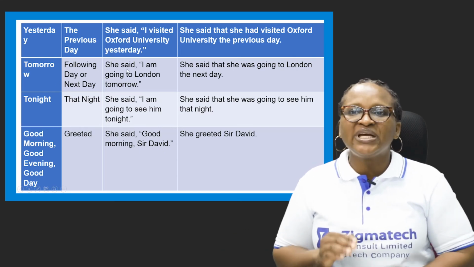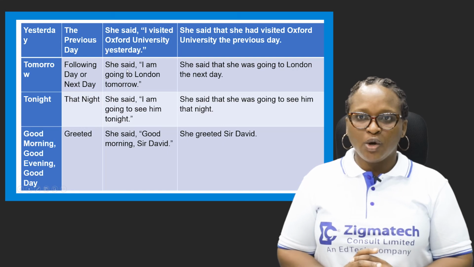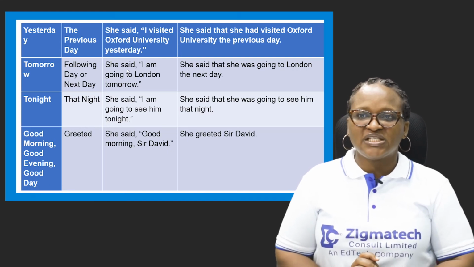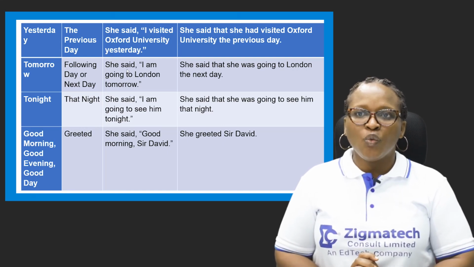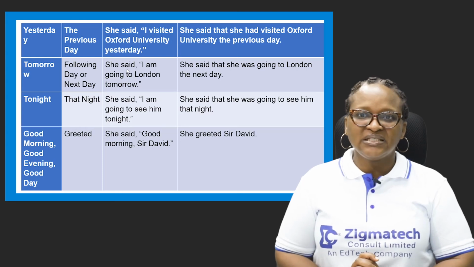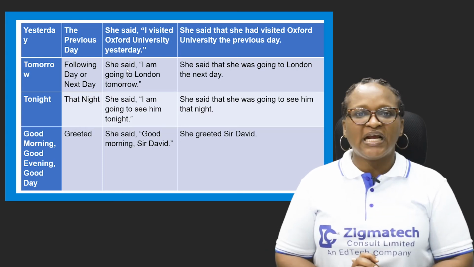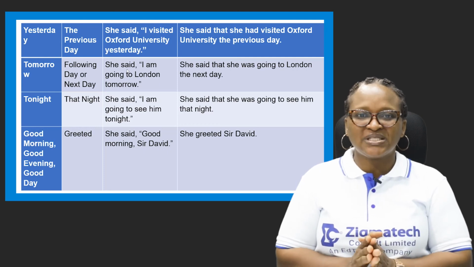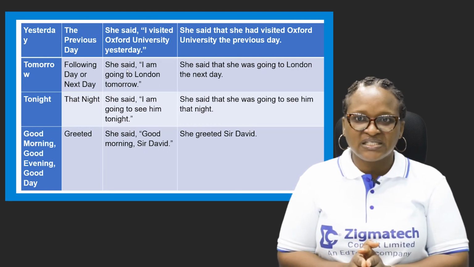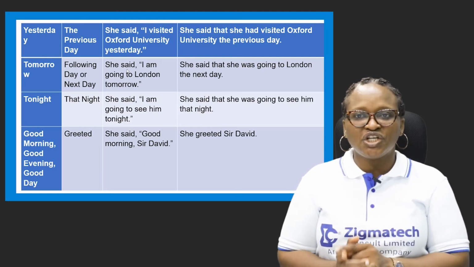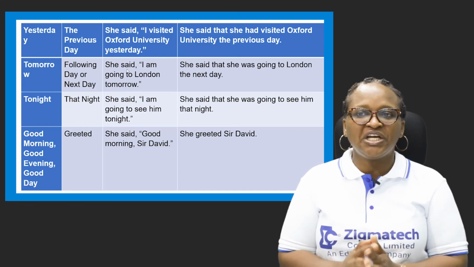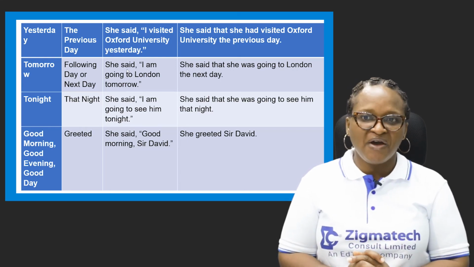So she said, I am going to London tomorrow. So changing in the indirect becomes, she said that she was going to London the following day, or she said that she was going to London the next day. Tomorrow changes to the following day or the next day. Whichever one you use in your indirect speech is perfect.